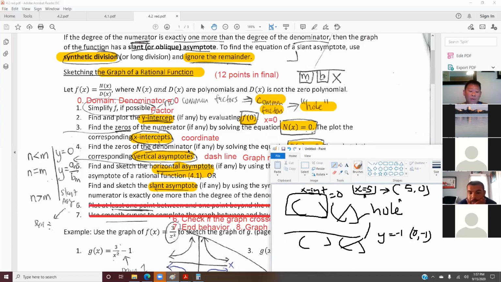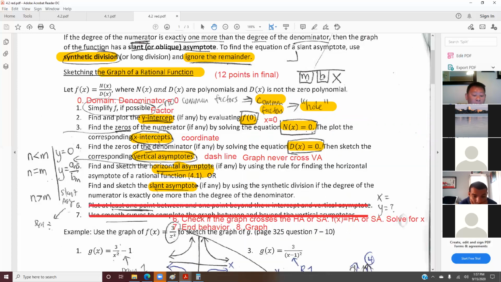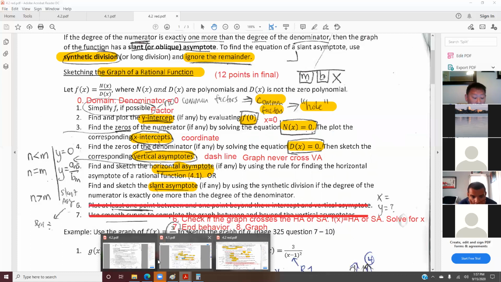Then the next thing is you have to find your asymptotes. Again, these asymptotes are exactly the same as what I told you earlier in the Bible, if you remember the Bible here.